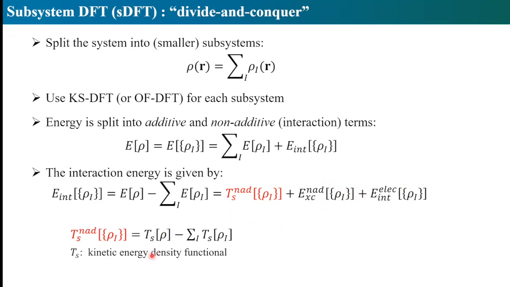But the question is how to calculate the kinetic energy, because we don't have the exact kinetic energy density functional. So we don't know how to do it, but the good news is that we can use some orbital-free kinetic energy density functionals. And in sDFT, normally people use local or semi-local functionals. Our group also implemented nonlocal functionals in sDFT for the first time, which much improves the sDFT results.